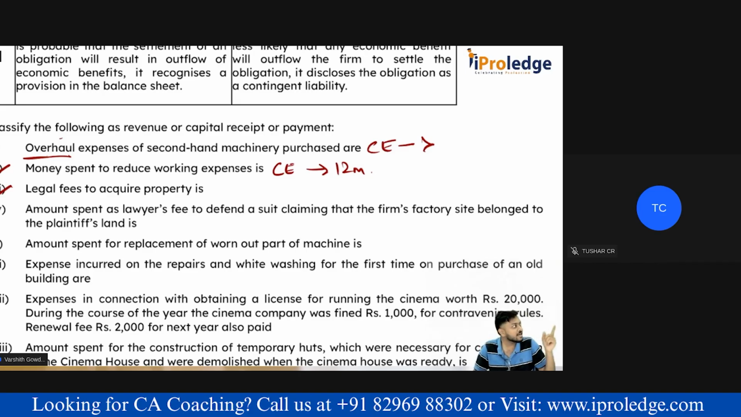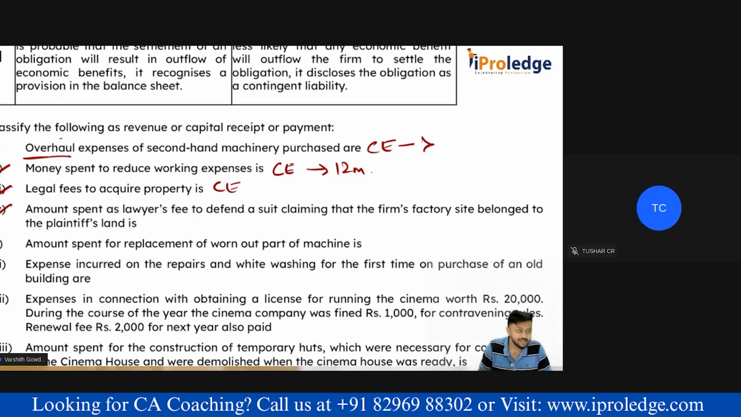How is the ownership transferred? Registration. Who will do the registration and help you? Who will draft the documents? The legal firm, for whom you have paid money. Now, this money is very important for me to use the asset. So, is it a directly attributable expense? Yes, it is capital expenditure.